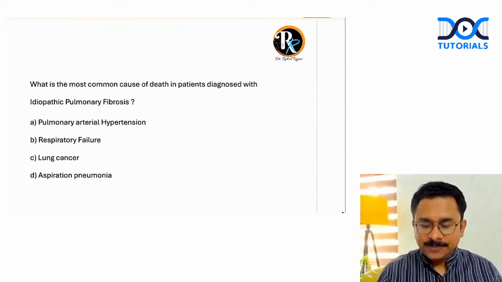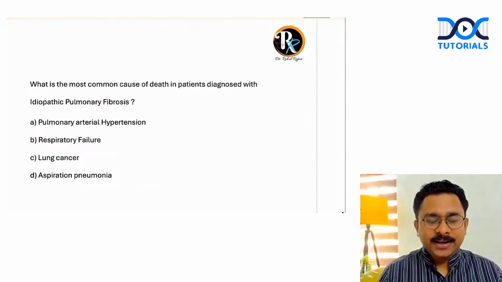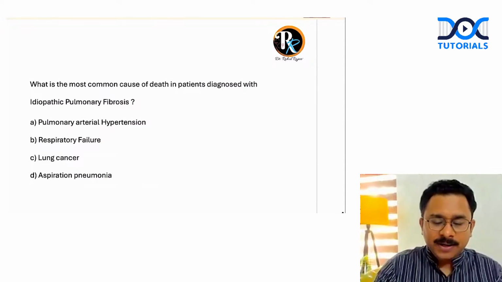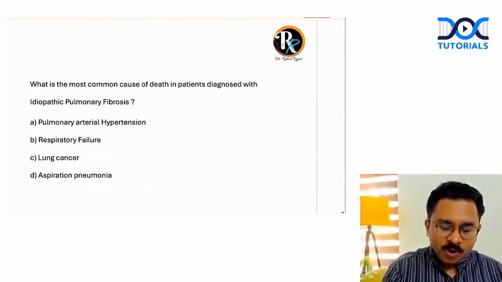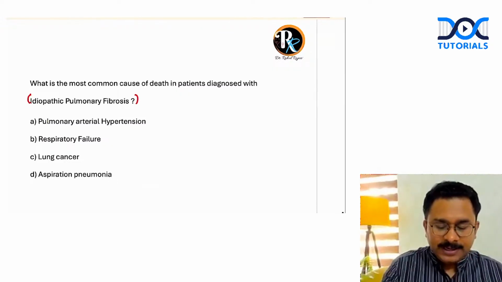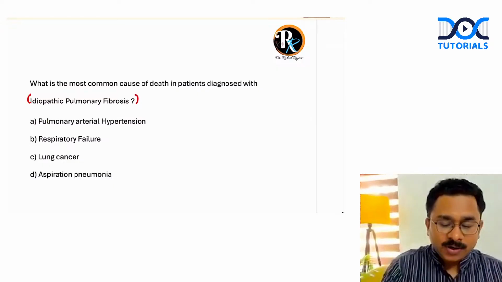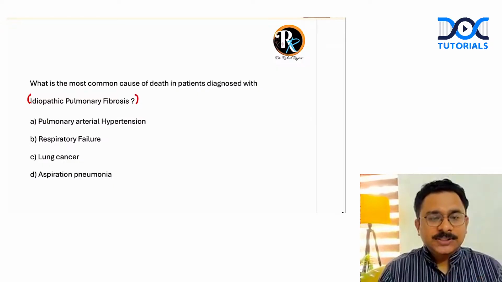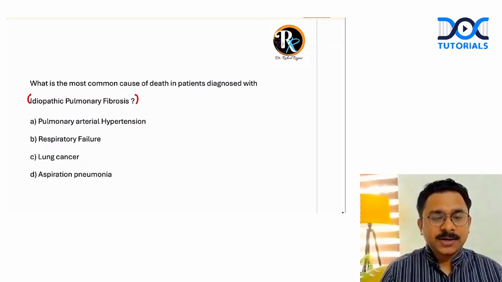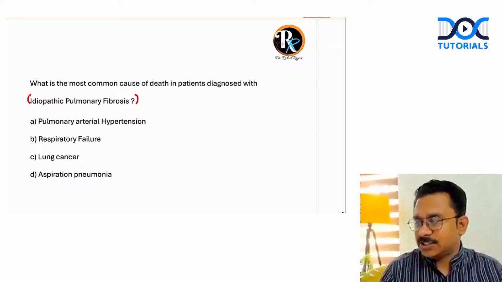The first question: what is the most common cause of death in patients diagnosed with idiopathic pulmonary fibrosis? Idiopathic pulmonary fibrosis comes under the category of interstitial lung diseases, and they're asking what is the most common cause of death. The options: pulmonary arterial hypertension, respiratory failure, lung cancer, and aspiration pneumonia. What do you think is the answer for this question?